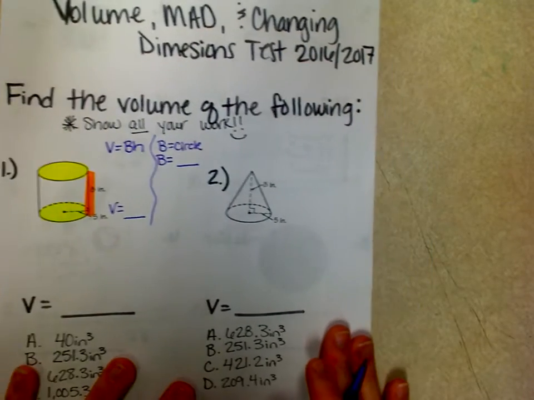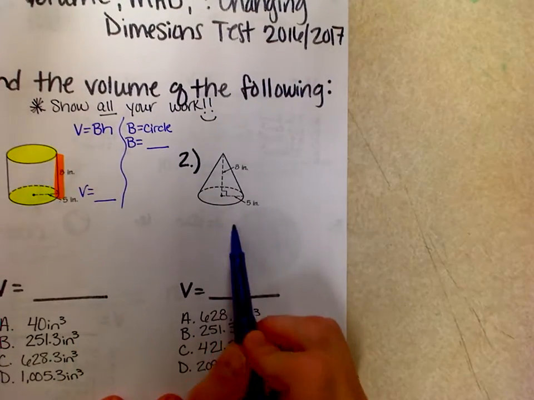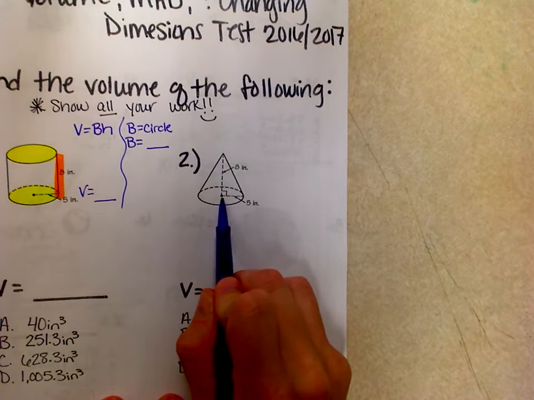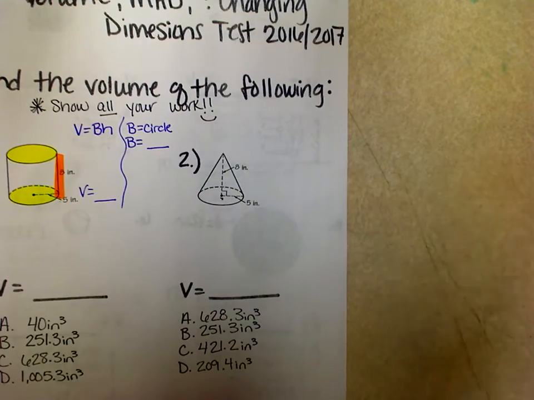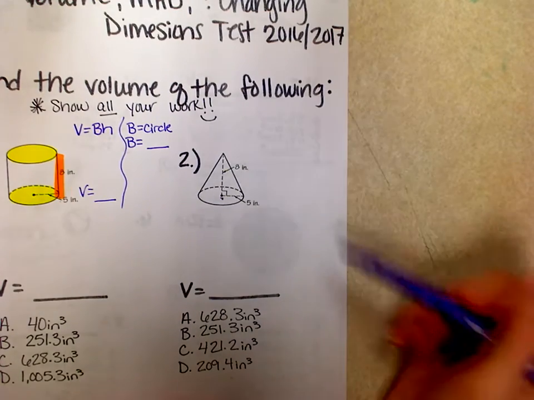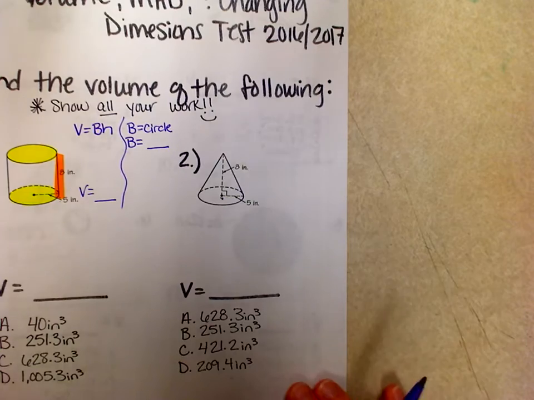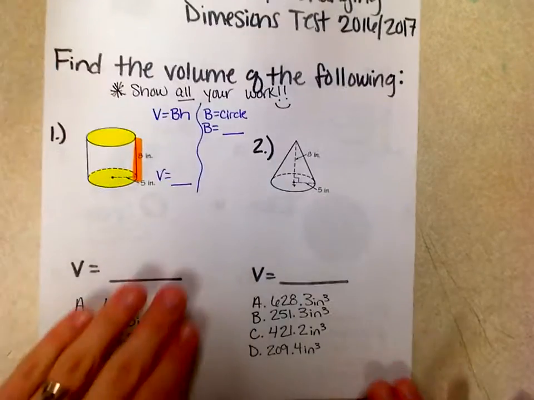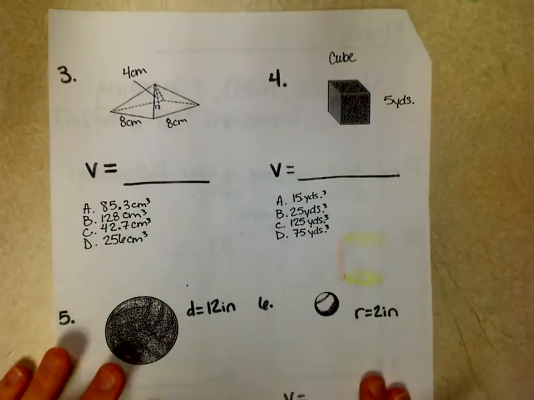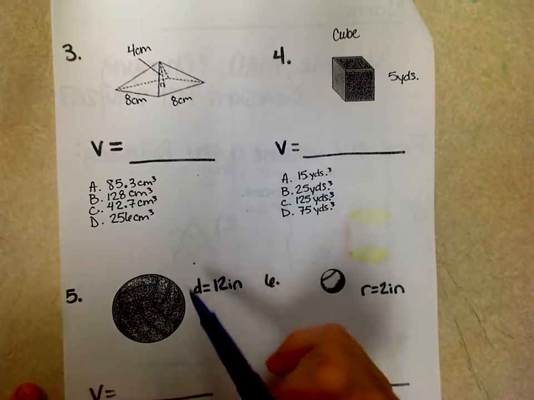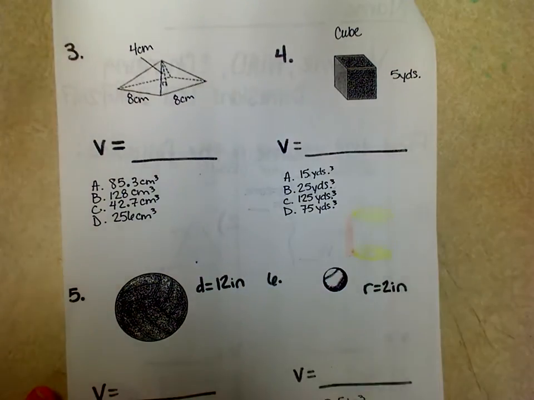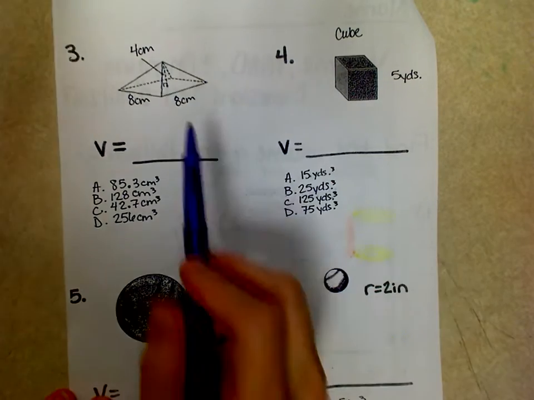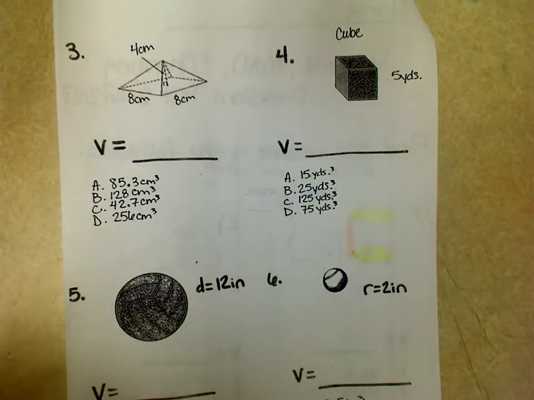On number 2, you have a cone. Your radius is 5 and your height is 8. Go to your formula chart, figure out what the volume of a cone is, and then plug in what you know, and then solve for that. Number 3, you have a pyramid. So go on your formula chart and figure out what the formula for volume of a pyramid is, and plug in what you're given on number 3.